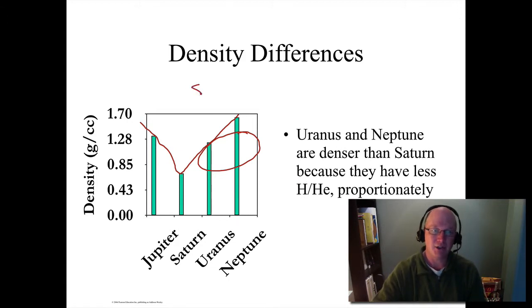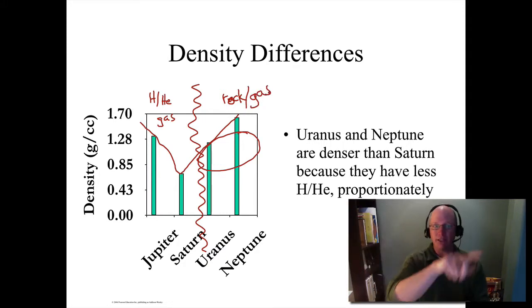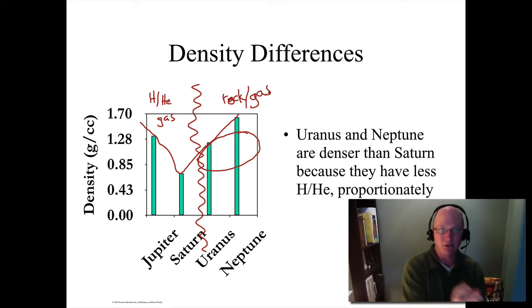So there's some kind of transition where you go to something that's mostly hydrogen and helium on this side, which acts like a gas. So these are gas giants, true gas giants. And over here you have something that's acting like a rock-gas mixture, and you can see a clear transition. And so the question is, where does that transition occur? How big do you have to be before you get there? That's an interesting question.